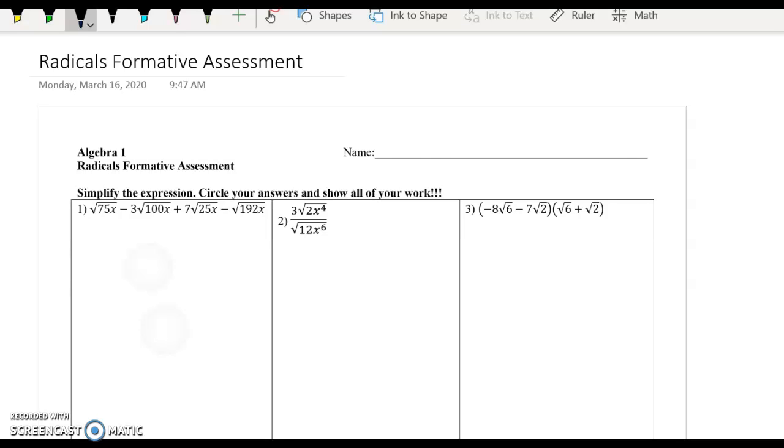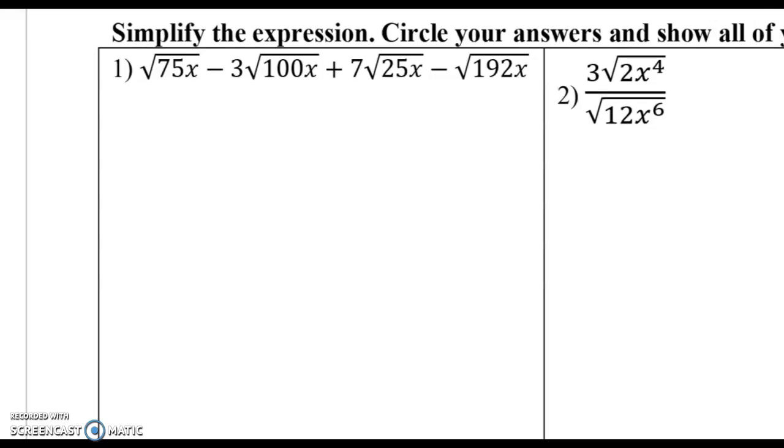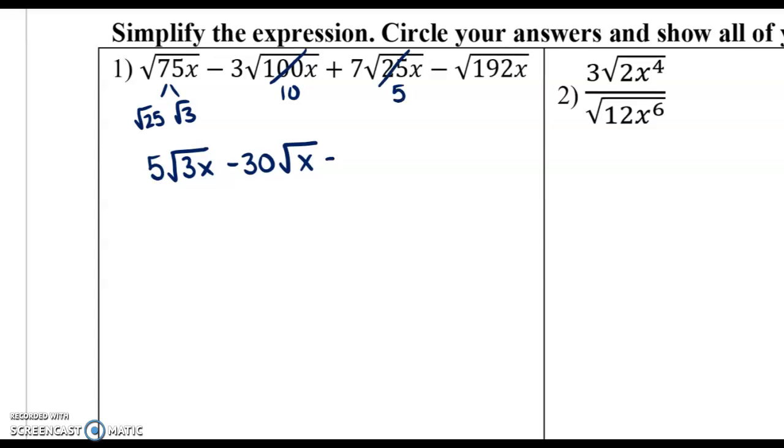For the first one, you want to make sure that you have these radicals completely simplified before you go through the process of trying to add and subtract. If I start with the first one, this has the square root of 25 in it times the square root of 3, which makes this radical 5 root 3x. Then the square root of 100 is 10, and 10 times 3 gives you negative 30, but the root x has to stay inside. Square root of 25 is 5, so 7 times 5 is 35, and then the square root of x has to stay inside again.